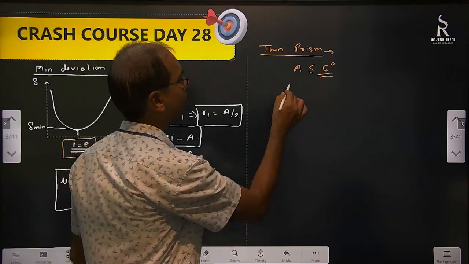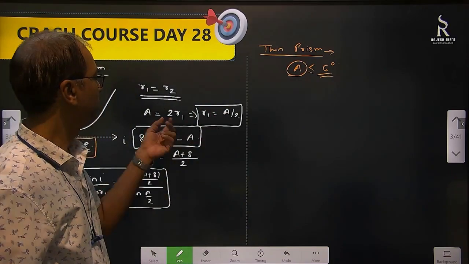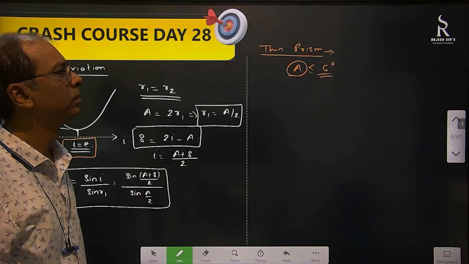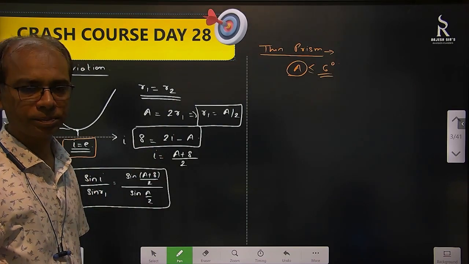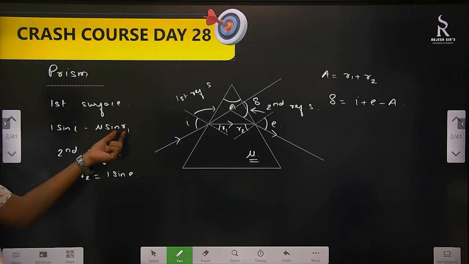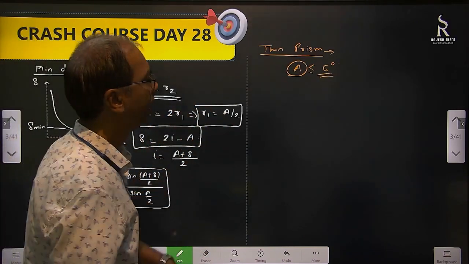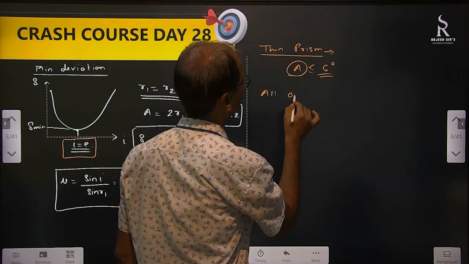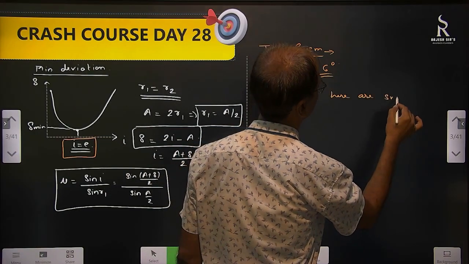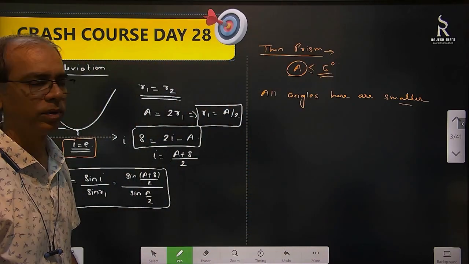When angle A is very small, that means r1 and r2 will be very small, because A equal to r1 plus r2. A itself is very small, so r1 and r2 also will be smaller. So that means i and e also will be smaller, because all are corresponding to each other. If this is small, this also will be smaller. So all angles here are small. So what will we do? We are not going to use sine at all. Without sine, we will do everything.